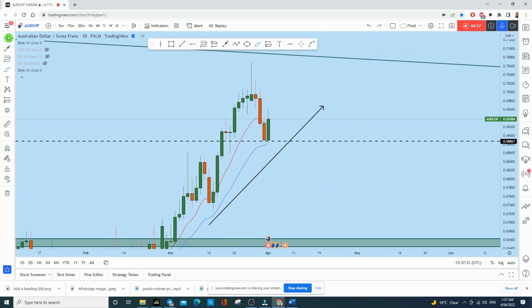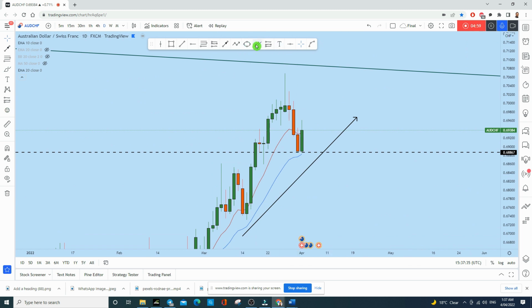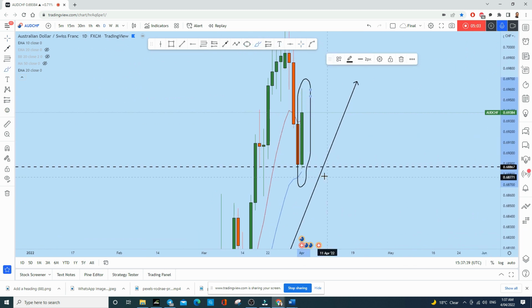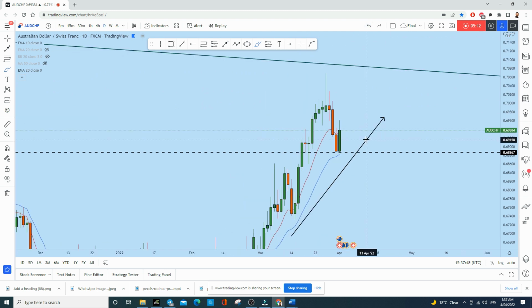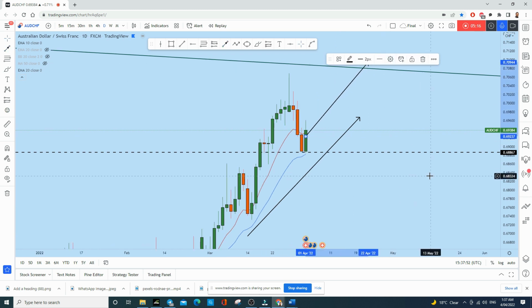The last thing that we can see is the daily bullish engulfer. This is a textbook bullish engulfer. It crossed the low of the previous candle, crossed the high of the previous candle, and closed above all of it. That means there is a high probability that AUDCHF will move up from here.